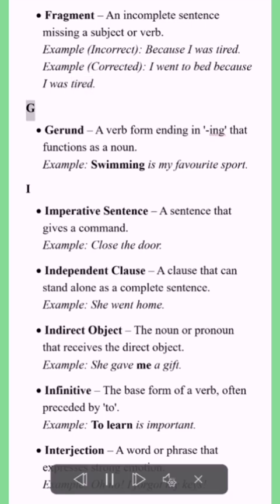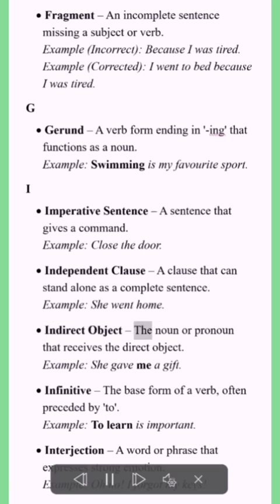G. Gerund, a verb form ending in ing that functions as a noun. Example: swimming is my favorite sport. I. Imperative sentence, a sentence that gives a command. Example: close the door. Independent clause, a clause that can stand alone as a complete sentence. Example: she went home.